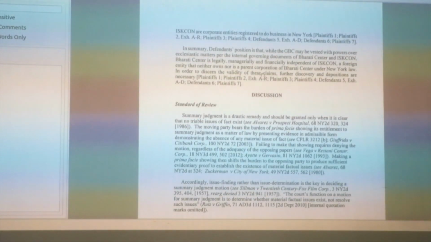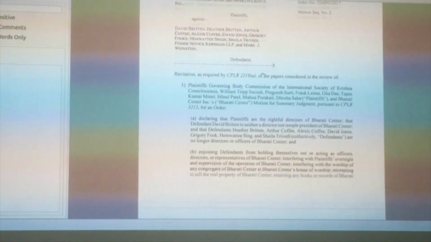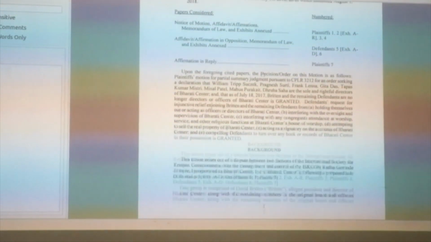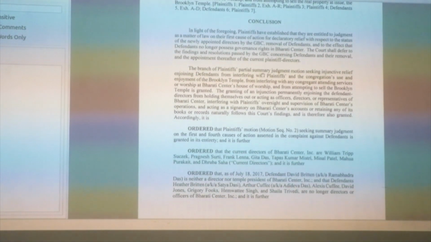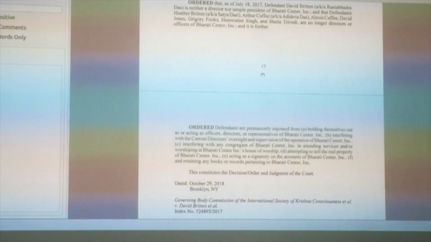But I was looking at her, and she didn't quite get it right. Here it is. This is the same statement, really. She just said down below that they can't do A, they can't do B. They're enjoined from holding themselves out as officers, interfering with any congregant, interfering with the directors, attempting to sell the real property, acting as signers of accounts, retaining any books. It all goes parallel. Now let's look up toward the top to see what she granted.